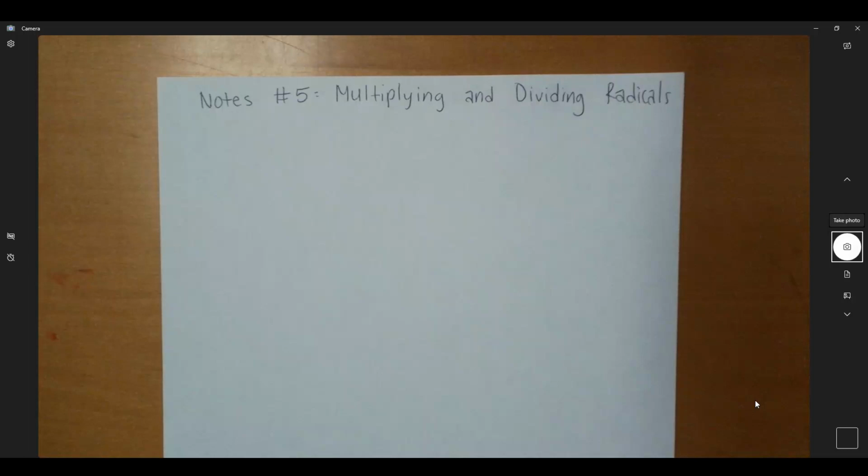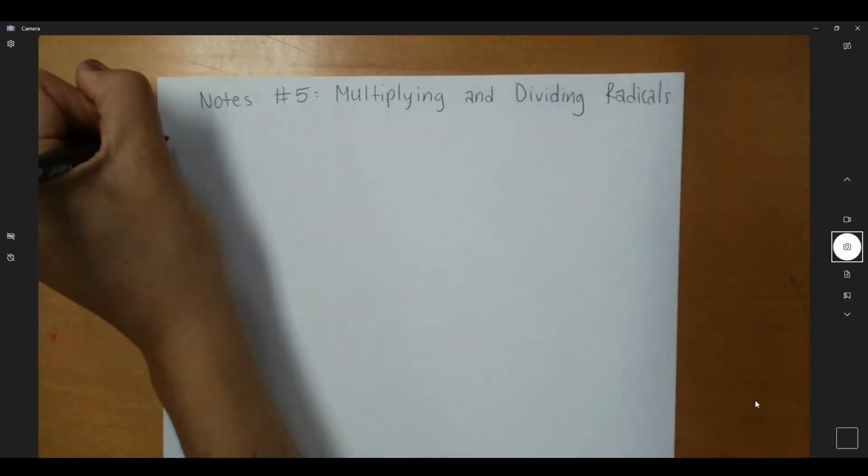All right, for notes number 5, we're going to be multiplying and dividing radicals. I'm going to try to go through these quickly because there are a lot of examples and I want to make sure it's less than 10 minutes.